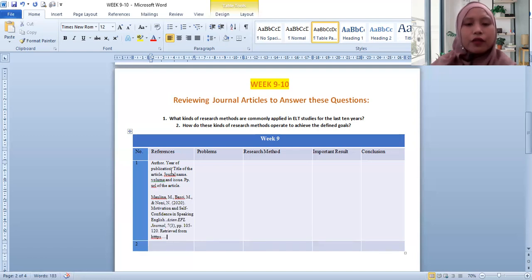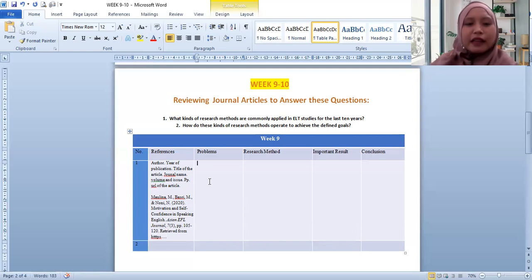So you have to recognize the article first before you jump into the content of the article, because there is a saying, tidak kenal maka tidak sayang. Okay, so if you don't first recognize who the authors of this article are, what the title is, and what journal this article is published in, then you don't actually know what you are reading.